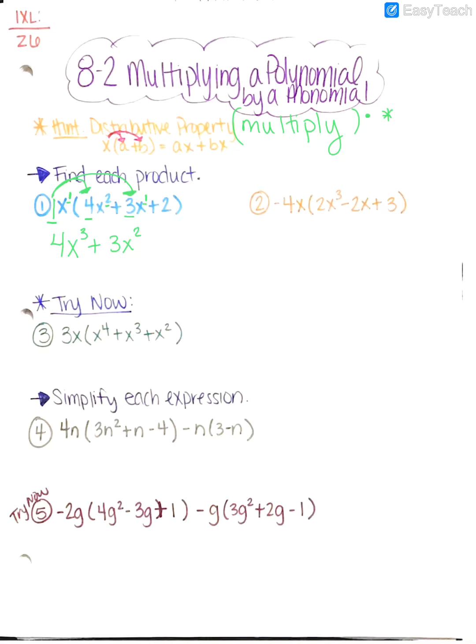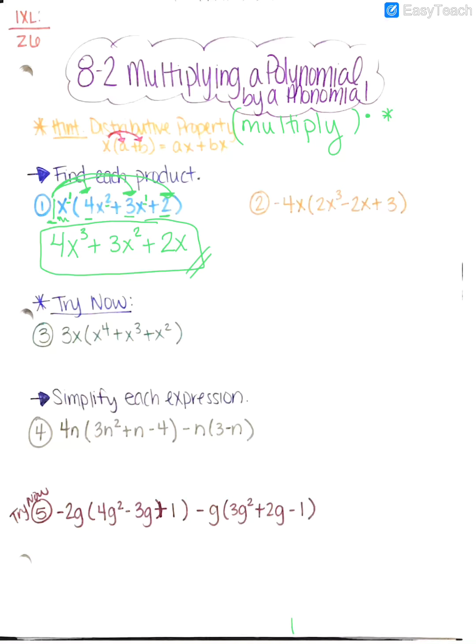And last but not least, you have to distribute that one to the last one. And this is just a whole number. So 1 times 2 gives you 2. But we do still have an x there, so we do have to apply that x to that 2. And you can double check if you have any like terms, and nothing is raised to the same power. So that will be your final answer.